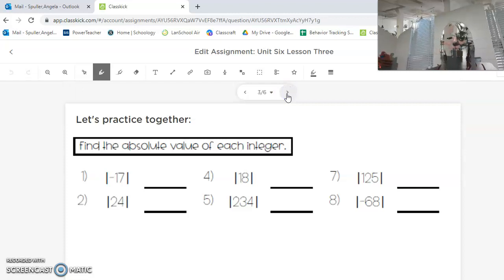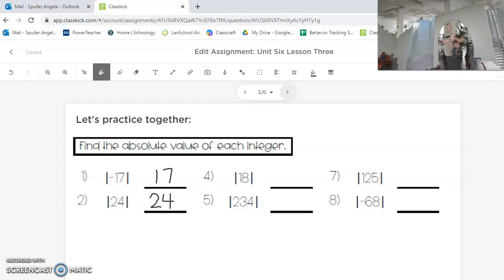Okay, let's practice this. So I have -17. I should just put 17 because I know if I count from -17 to 0, I'm going to get 17 jumps. Remember, it always turns into a positive. 24, well, it's 24 jumps.